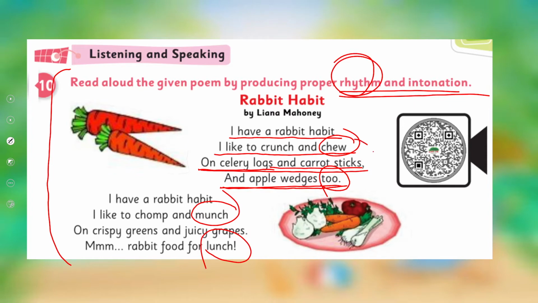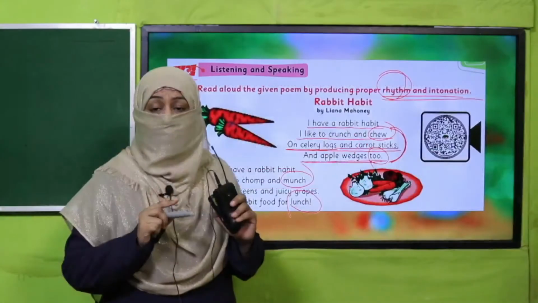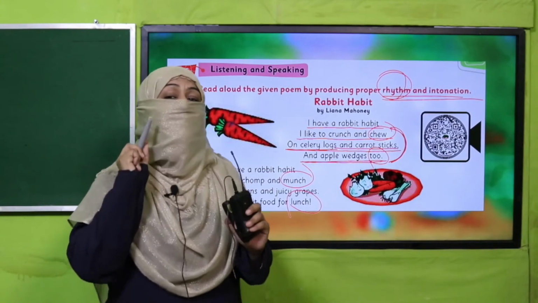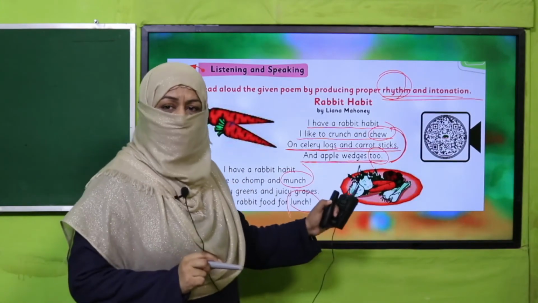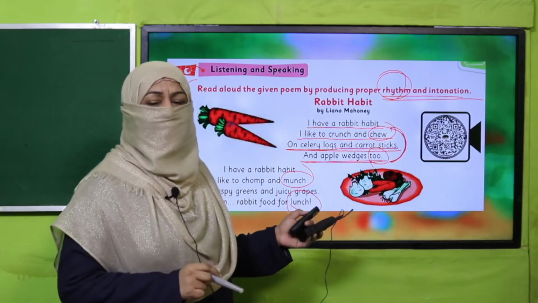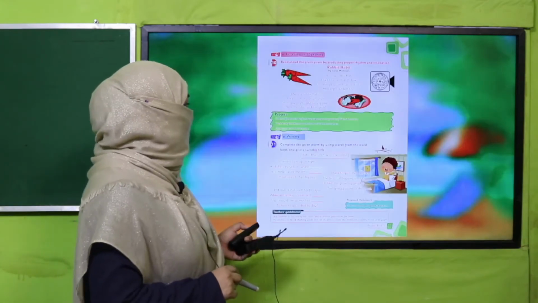So, now look at these words. Beta, their spellings are different, but as I told you, their sound is the same. They sound alike. When we say chew, two, they sound alike. That's why they are rhyming words.